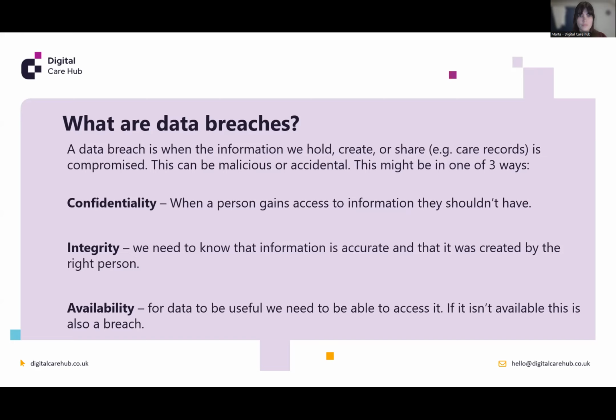Integrity, where we need to know that the information that we have is correct. So the correct record is written about a service user and it was created by the right person. So nobody can come in and amend what's been written in their record. And also about availability. This is for the data that you need to be able to run your service, that you can access it.